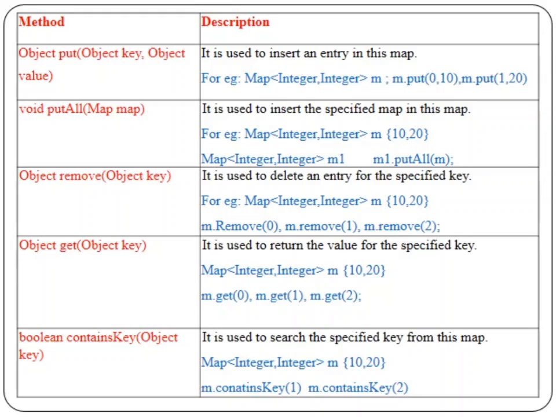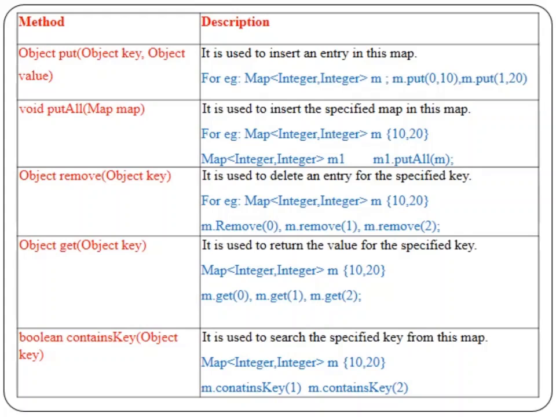Next one is containsKey. The containsKey is the method which is going to check whether the key is available in the map interface or not. If the key is available, then the method is going to return true. If the key is not available, the method is going to return false. So it is used to search for the specified key in the invoking map interface. So 0 is there and 1 is there, what we have inserted by making use of put(0, 10), put(1, 20).